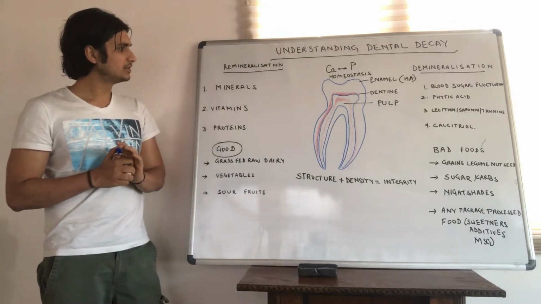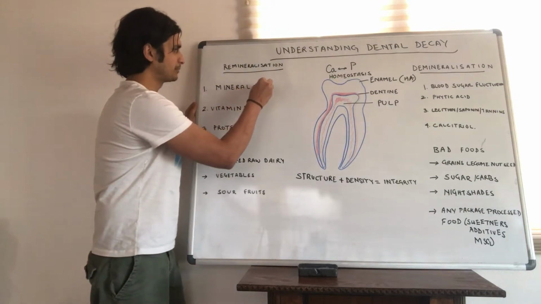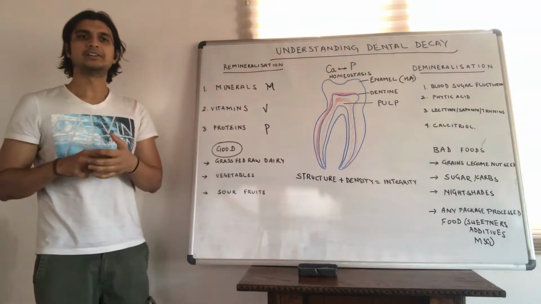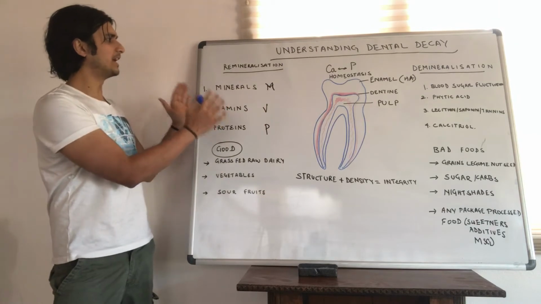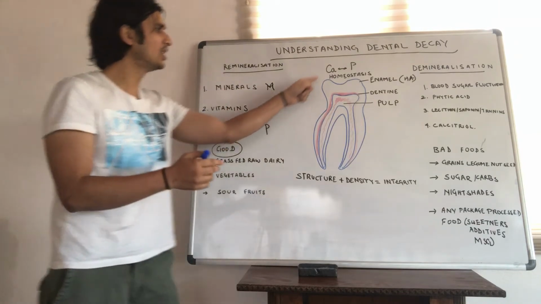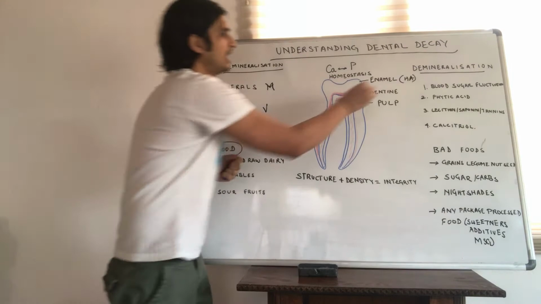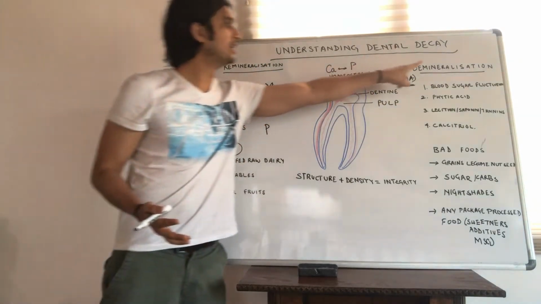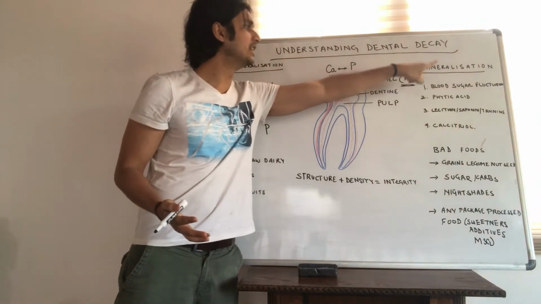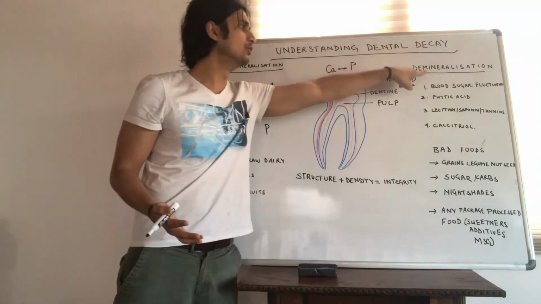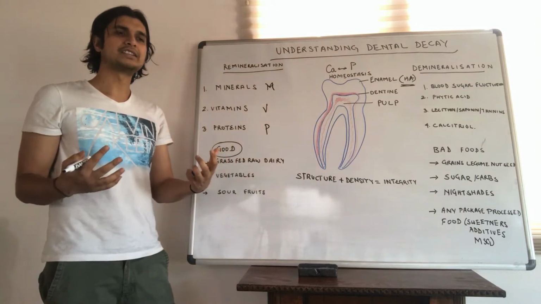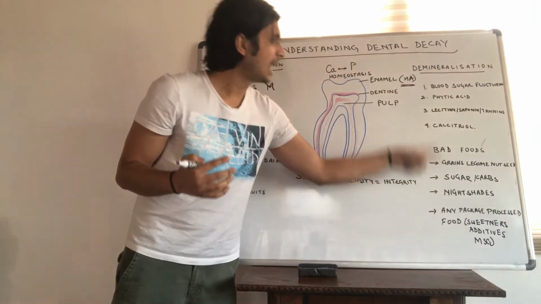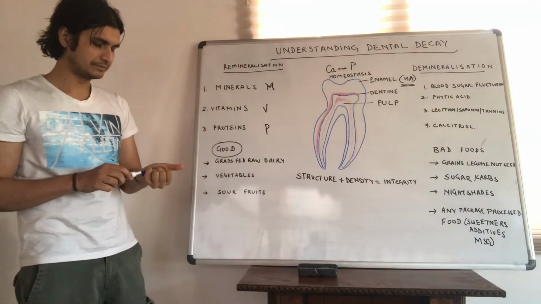So the first thing to know is that our MVPs, minerals, vitamins, proteins, are the most valuable players in maintaining mineralization of the layer of enamel. The enamel has hydroxyapatite, which is eroded by dirty, deranged, processed foods and foods which in general cause demineralization. So those are the foods and the chemicals responsible, as you can see.